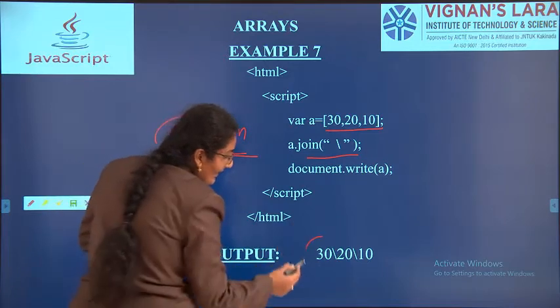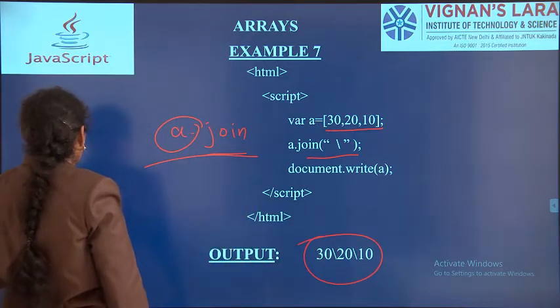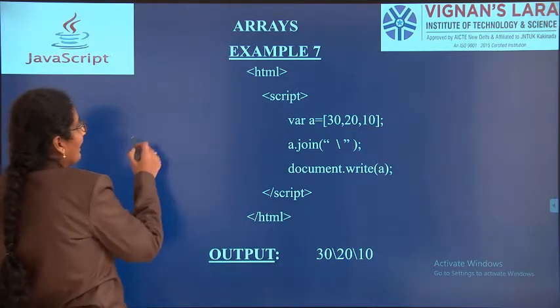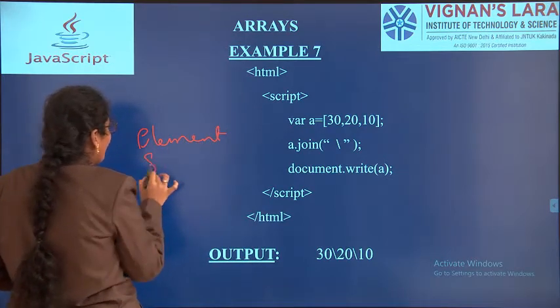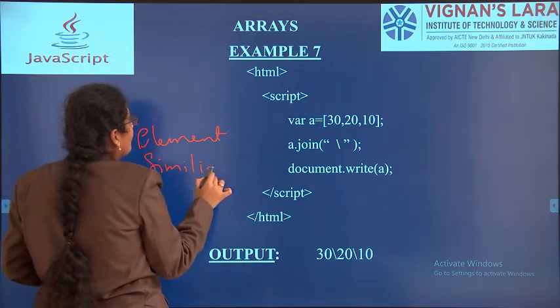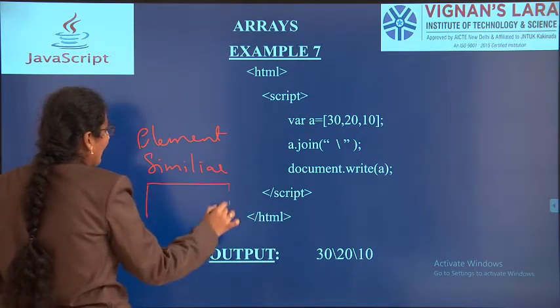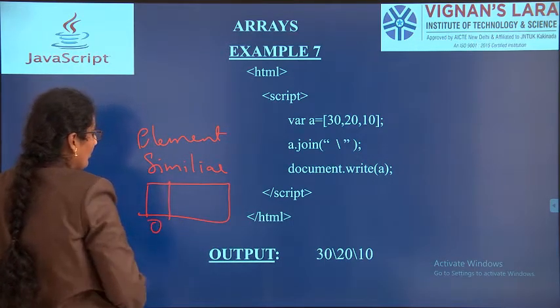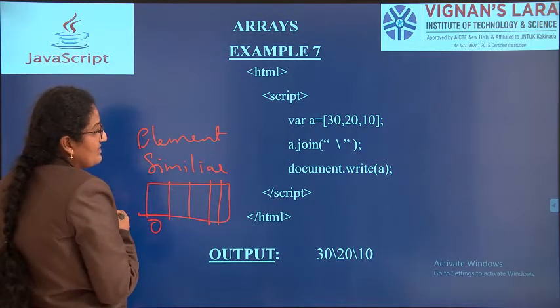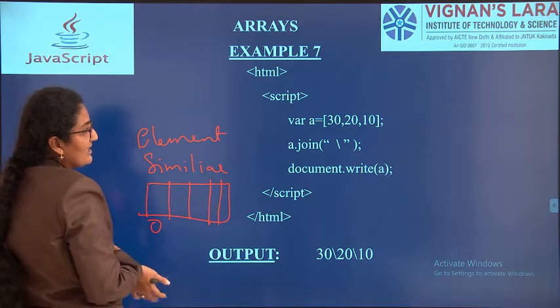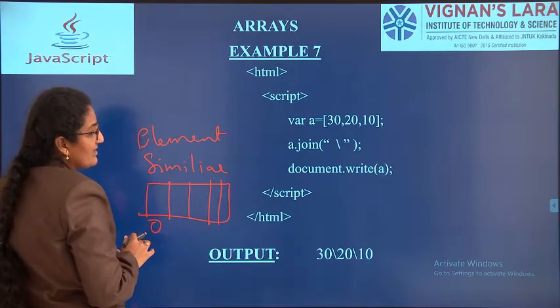The output will be like this: 30, 20, 10. So join is used to join the array elements. We have elements of similar type. Similar elements we can store in the array with the starting index value 0. Array size, your wish, you can decide the array size. And without declaring the array size, at runtime also you can give the array size.